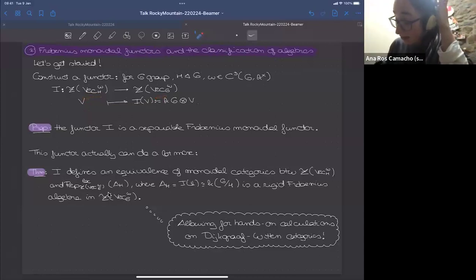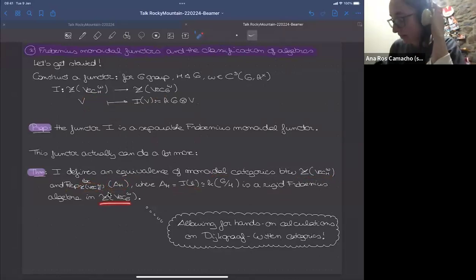In fact, this I defines an equivalence of monoidal categories between this and this category of local modules I was mentioning before, which lives inside the Dijkgraaf-Witten category, where this algebra here needs to be taken as the image of the unit under this functor I, which, by the way, happens to be a rigid Frobenius algebra in Dijkgraaf-Witten.